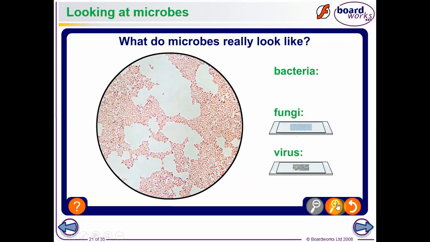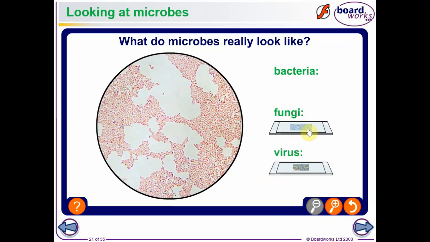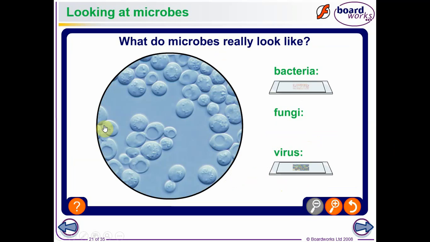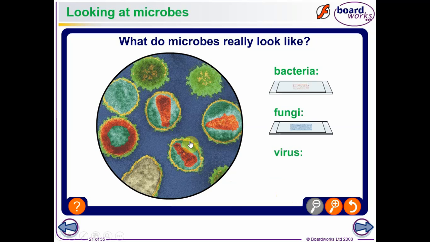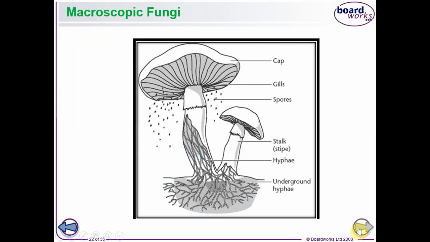Here is the bacteria. You can magnify it to see the circular or the rod shaped bacteria. Here are the fungi. This is the yeast. As you see here, they remain attached together, and some of them also may split. Here is a type of virus.